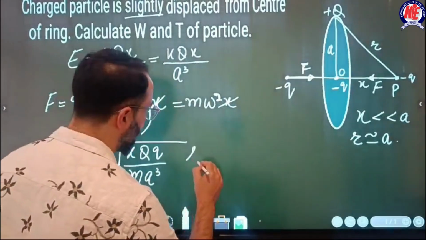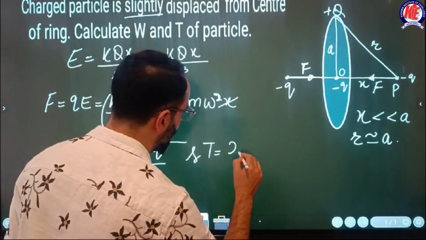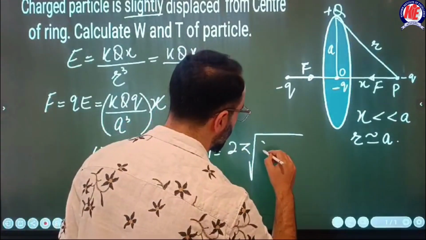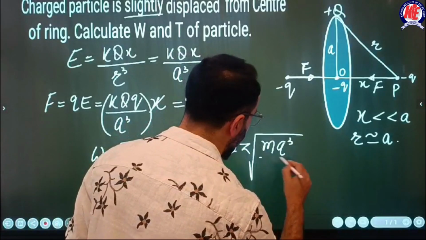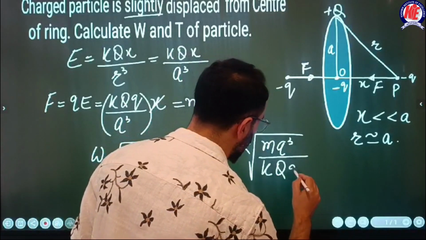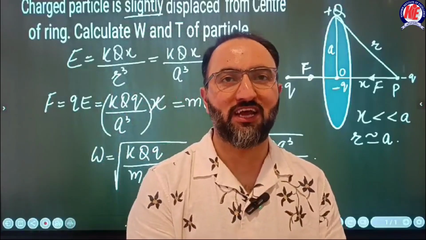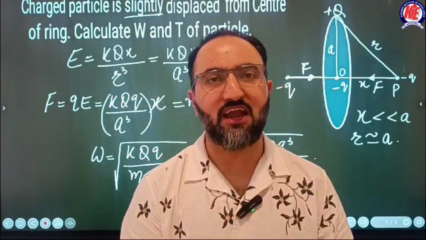And what about the time period? What is the time period equal to? It is 2 pi divided by omega. So 1 by omega is the reciprocal of this, which is m into a cube divided by k Q q. Okay, so eventually we are able to calculate the frequency, angular frequency, and the time period of the charged particle.